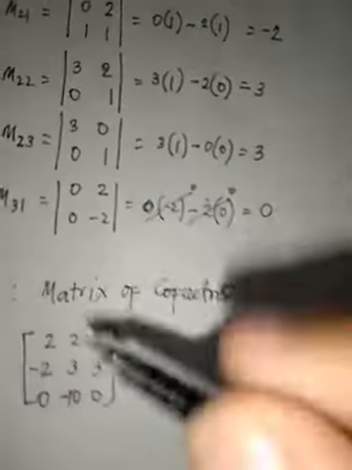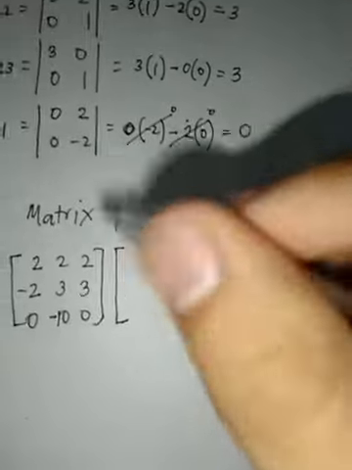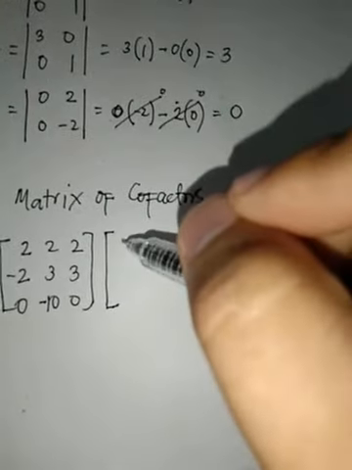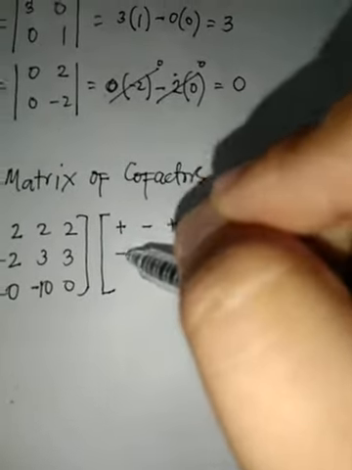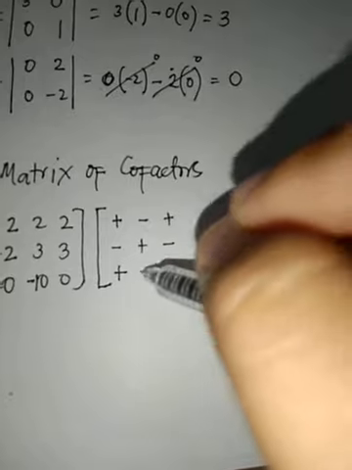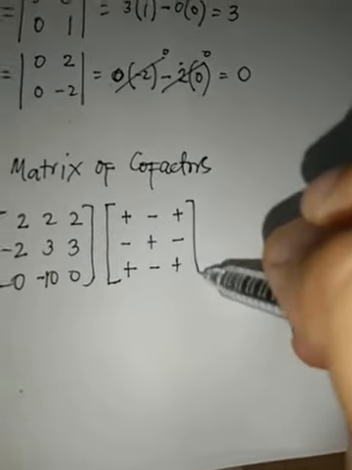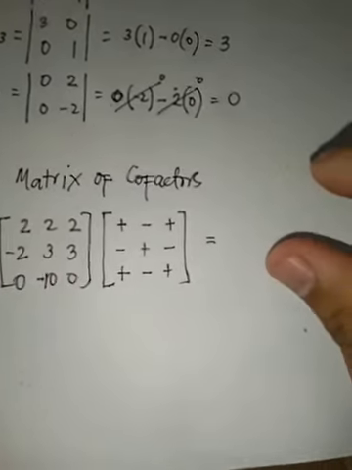Okay. I-multiply natin siya sa ito na pattern, no? Na sign. So, we have plus, minus, plus, minus, plus, minus, plus, minus, plus. Yan. Okay. Then, makukuha mo na yung ating matrix of cofactors.